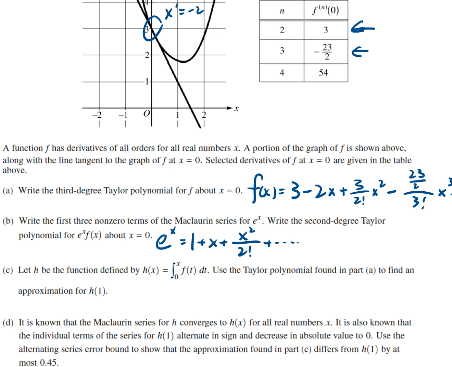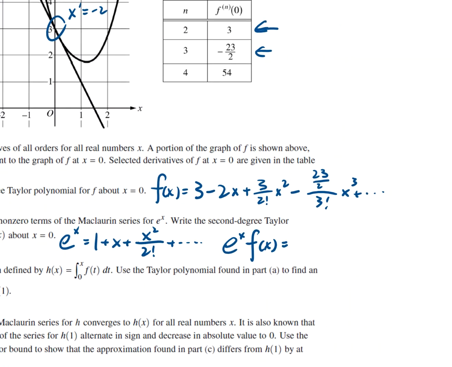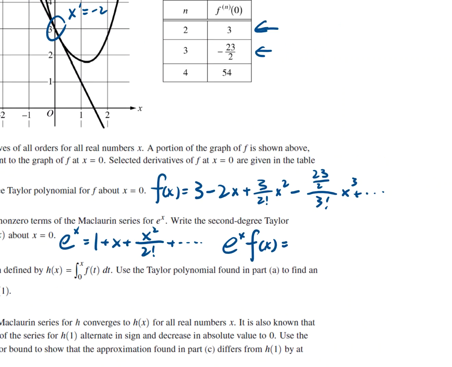Okay, now we have e to the x, and it's asking for e to the x times f of x. So now we're going to be more careful. We have to match these two together. The way we do that is first we do the constant terms. The constant term is 3 and 1. So 3 times 1 is 3.